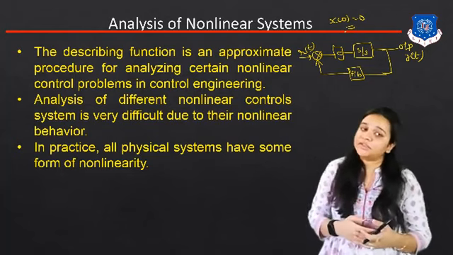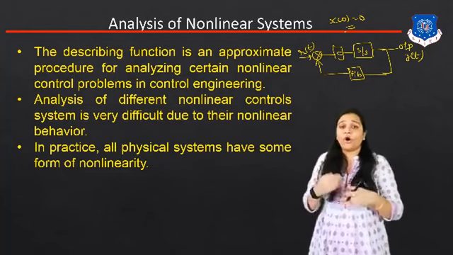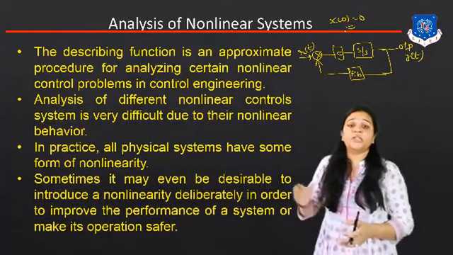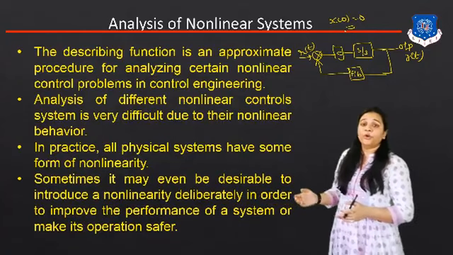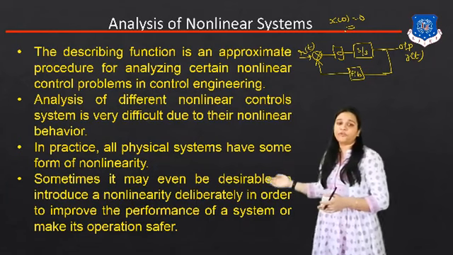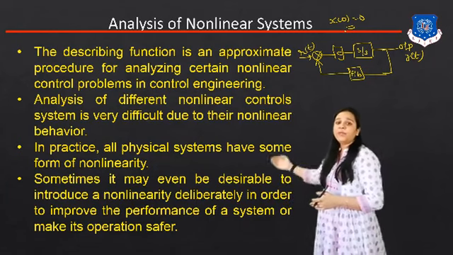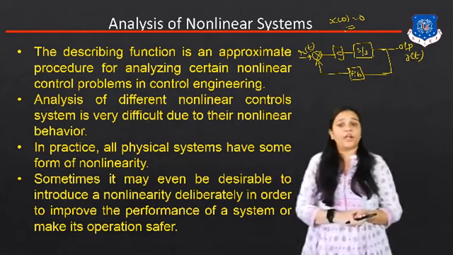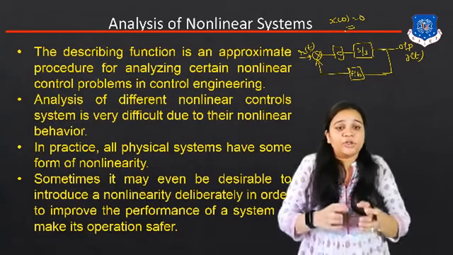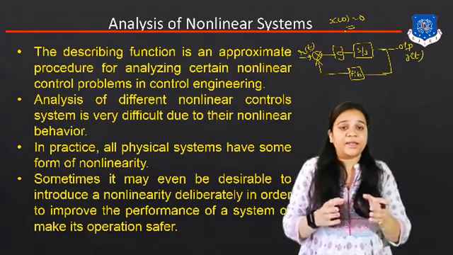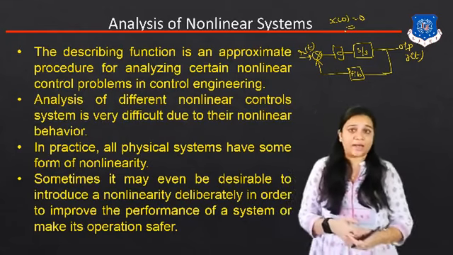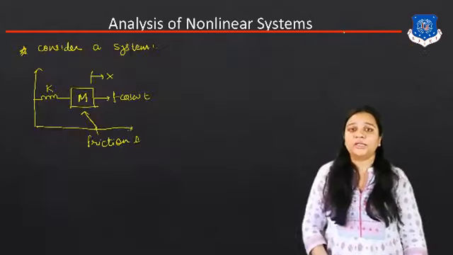If we deal with physical systems in the industry, all physical systems have some form of non-linearity. Sometimes it may even be desirable to introduce a non-linearity in order to improve the performance of a system or to make its operation safer. For that, we have to describe the non-linearity for this particular system. So we have to identify whether this type of system is linear or non-linear. This is our first target in analyzing the non-linear system.